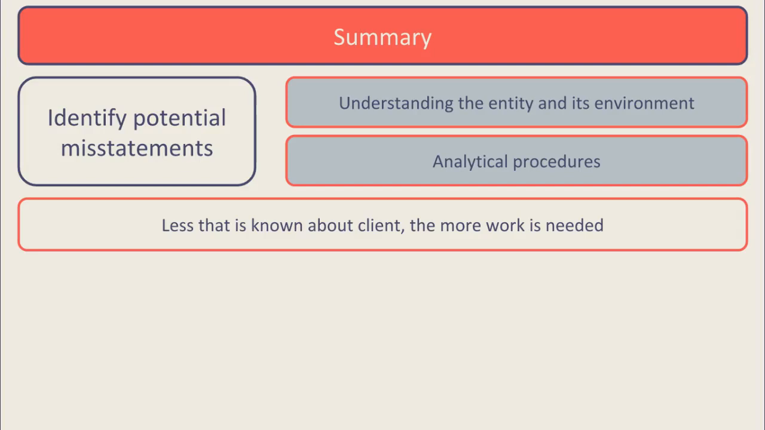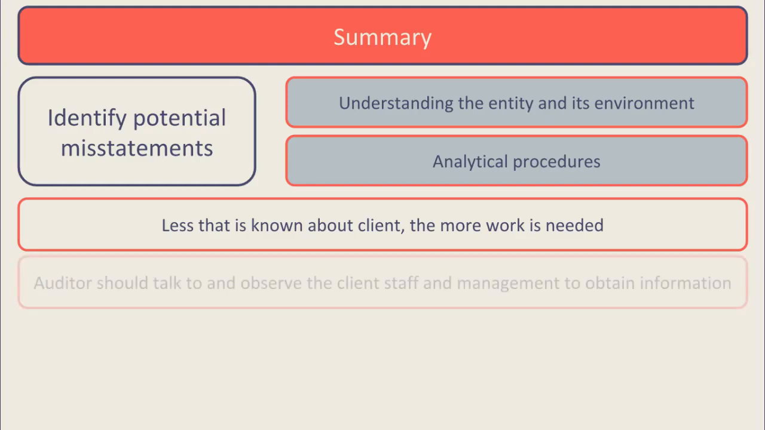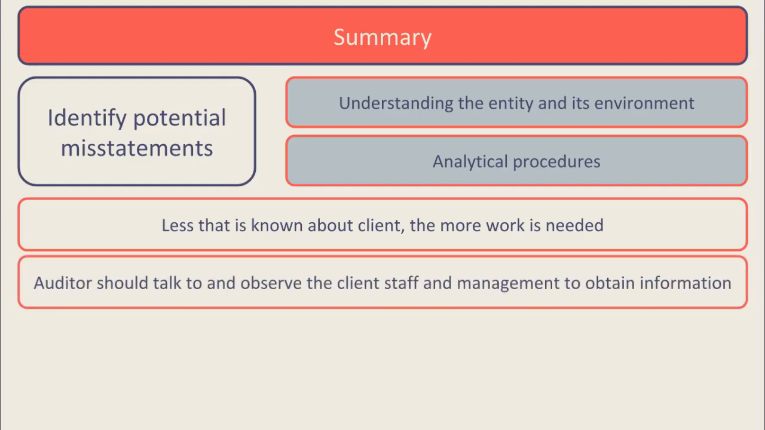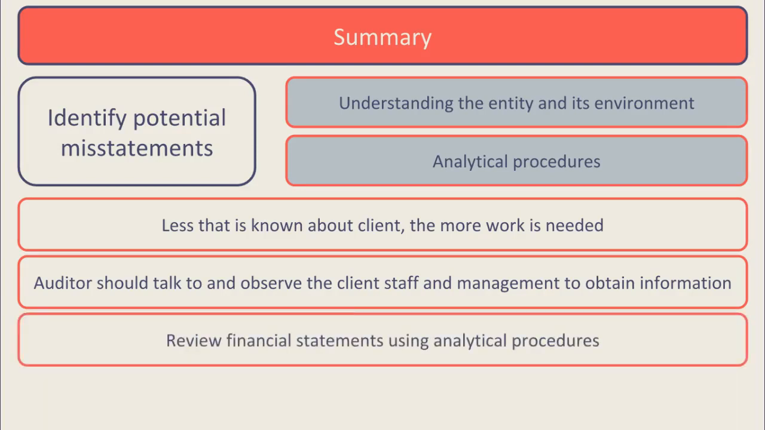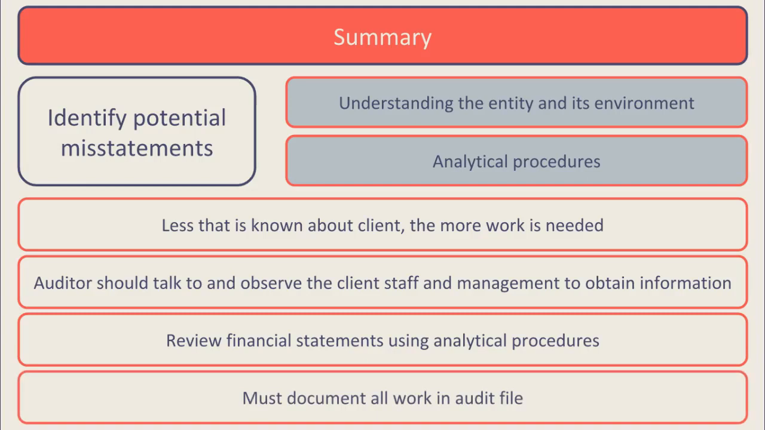There are many sources where information can be obtained, and the auditor must use those resources available, including talking to and observing the client, staff and management. Review of the financial statements is also important, and using analytical procedures is required as per auditing standards. All of this information obtained from the work we have discussed must be documented in the audit file. This will ensure there is evidence that the work to identify audit risks was in accordance with auditing standards.